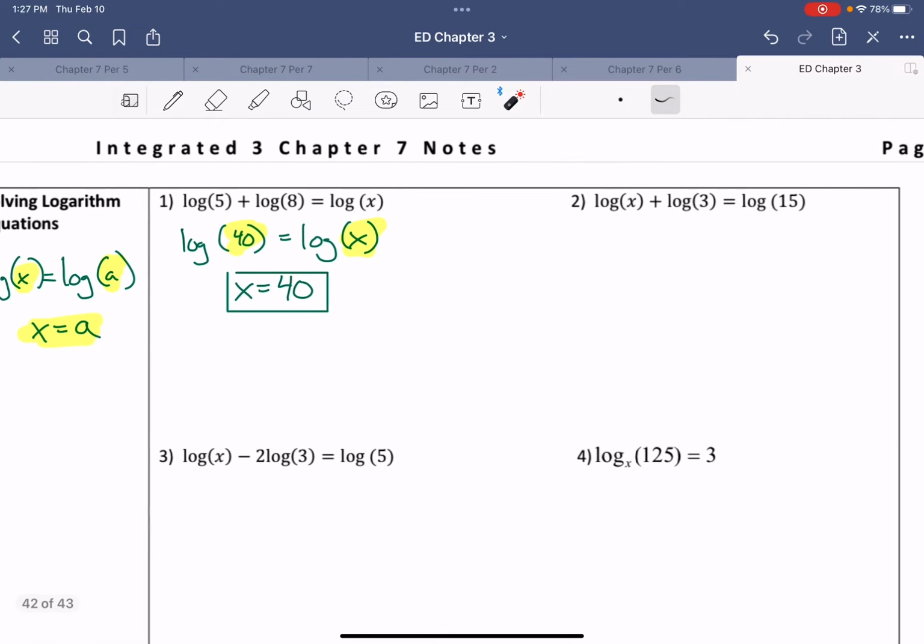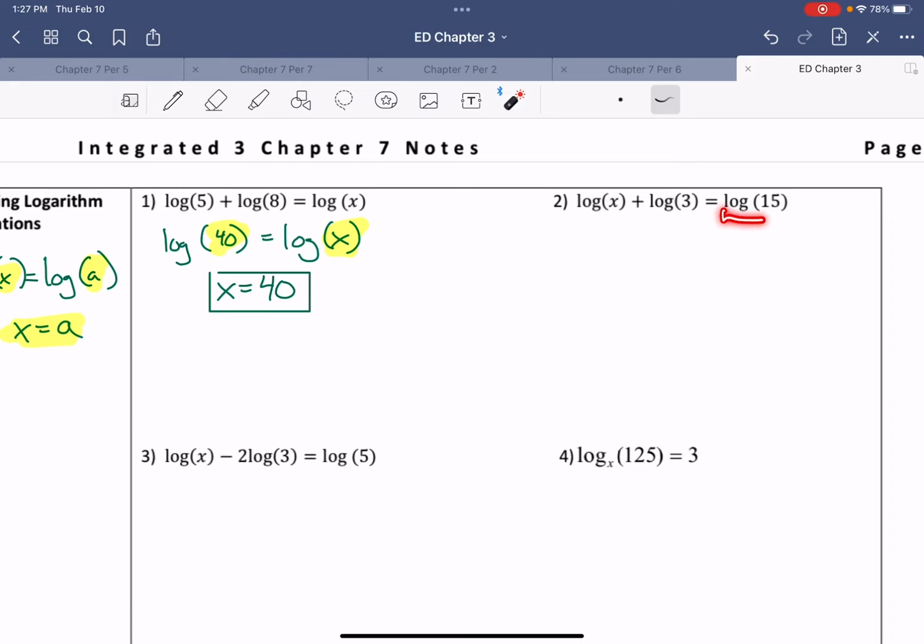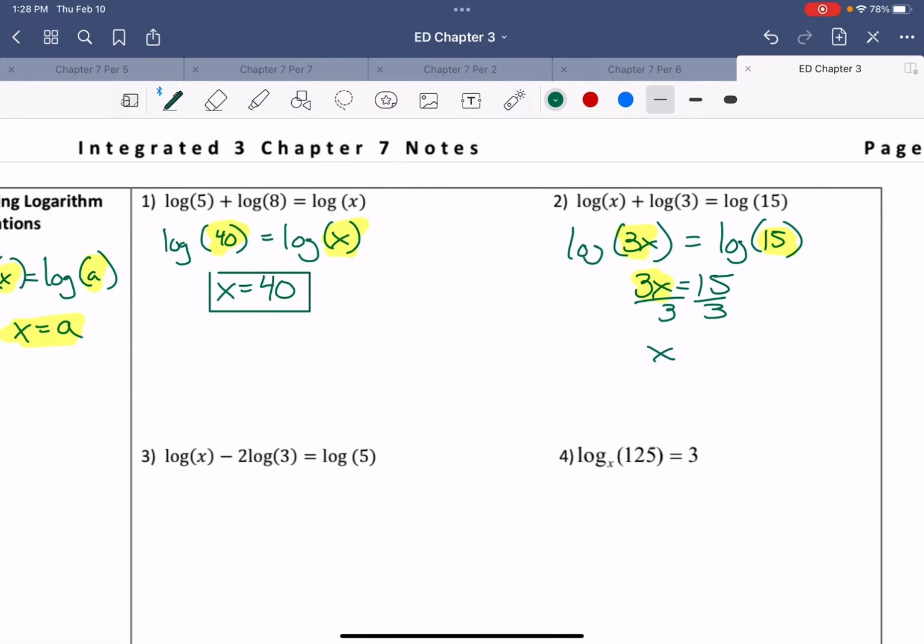So see if you can do number 2. It's a single logarithm on the right-hand side, so I'm good with that. Condense the left-hand side. So plus means multiply, so it's going to be log of 3 times x. Now that I have a log of something equals a log of something else, you can set the something and the something else equal, and then finish solving, right? You're always trying to find x, divide by 3, x equals 5.